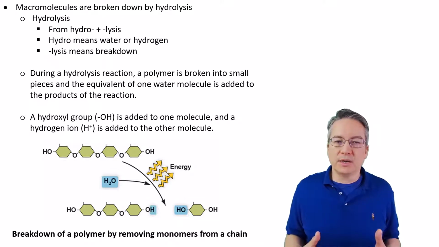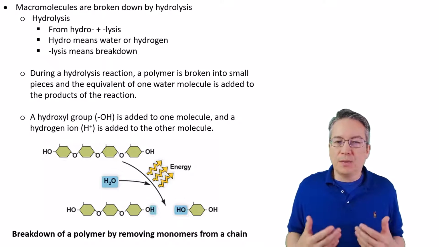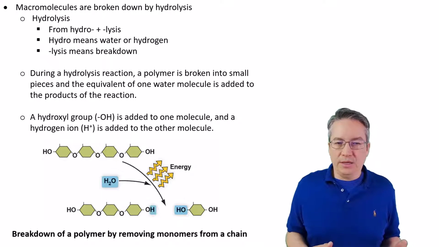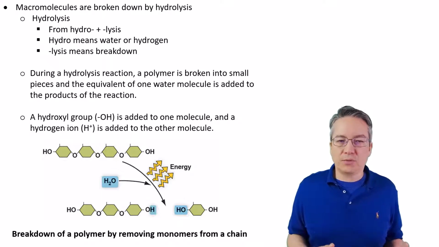Okay, so during a hydrolysis reaction, a polymer is broken down into smaller pieces, and the equivalent of one water molecule is added to the products of the reaction. So let's take a look at how this works. We have here a chain of four subunits, four monomers. We add in water, and you see the energy arrows are now going the opposite direction. This is actually a reaction that will yield some energy, so we'll get some energy out of it.